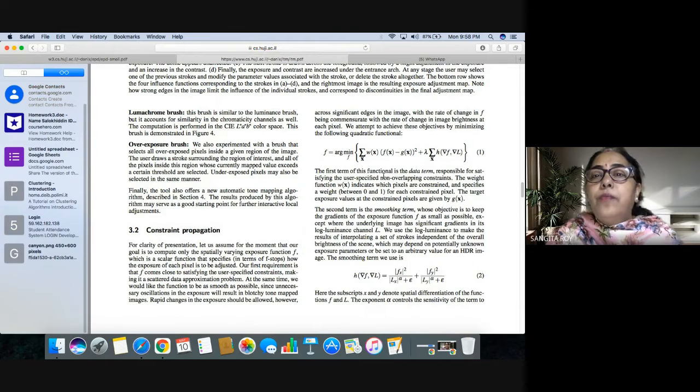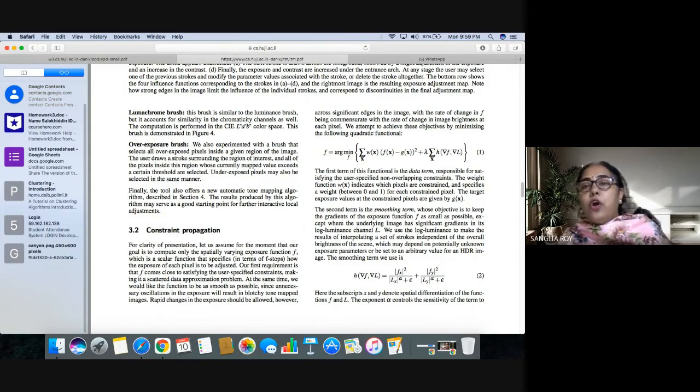The first term of this function is the data term, responsible for satisfying the user-specified constraints. The weighting function Wx indicates which pixels are constrained and specifies a weight between 0 and 1 for each constraint pixel. The target exposure values at the constraint pixels are given by Gx. Now the second term is the smoothing term. Earlier also we discussed this.